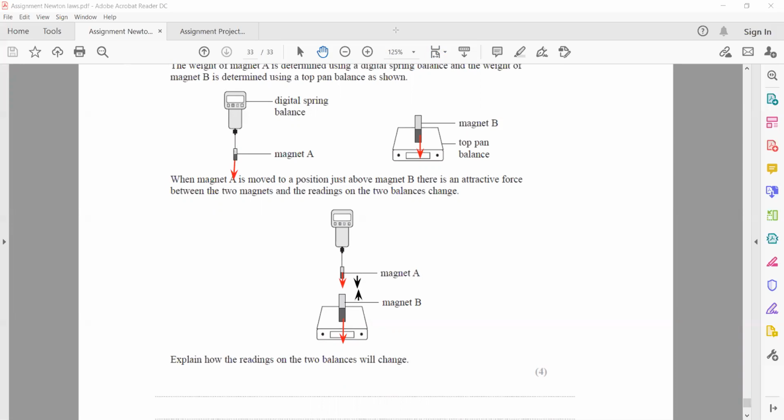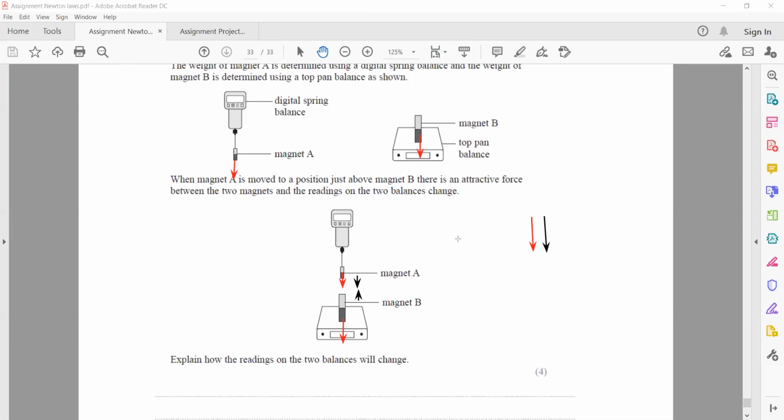Because of this attractive force, when we find the resultant force on magnet A, both forces are in the same direction. So for magnet A, the reading on the digital spring balance will increase because the weight and the attractive force both are acting in the same direction.